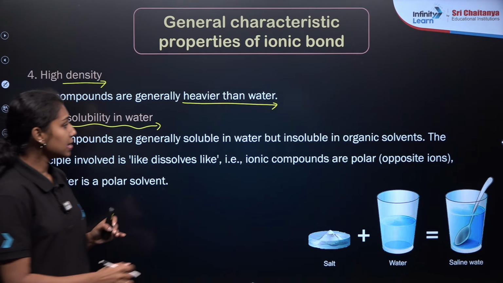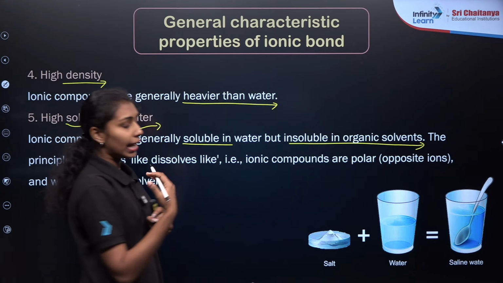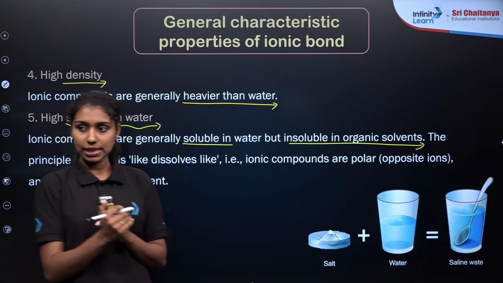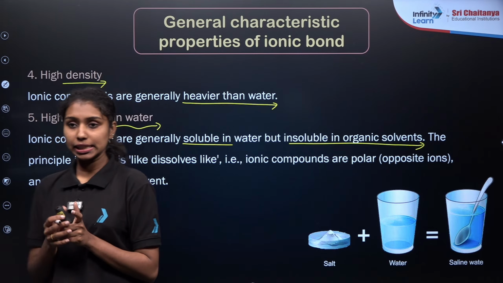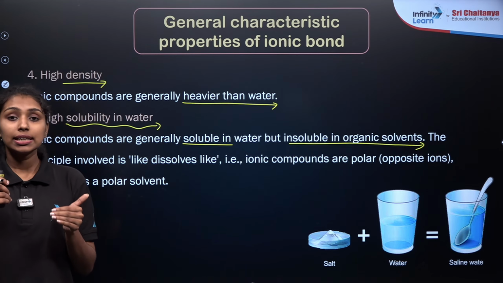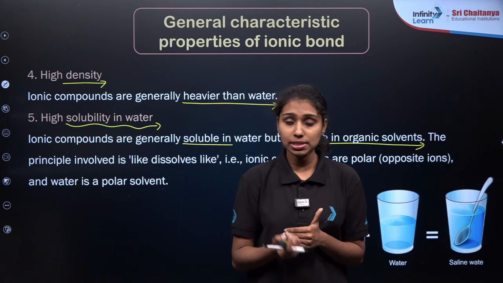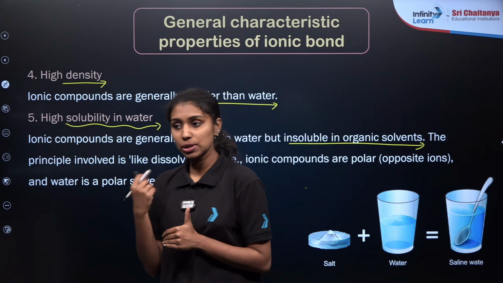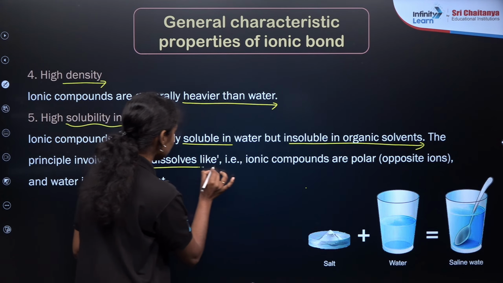Then we need to talk about the solubility in water. Ionic compounds are generally soluble in water but insoluble in organic solvents, right? We have already studied in terms of the covalent compounds about their solubility, right? Polar compounds dissolve in the polar solvents, and non-polar compounds dissolve in the non-polar solvents. That is known as the like dissolves like, right?